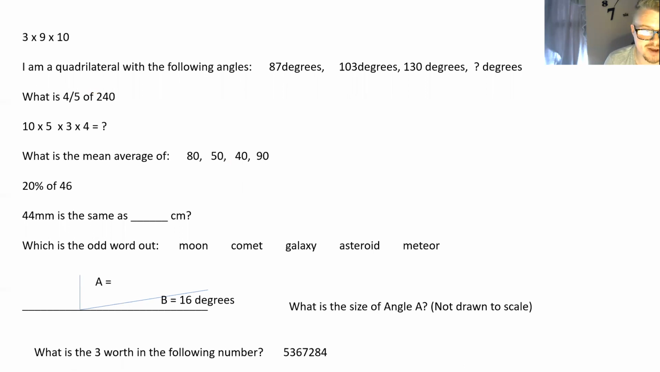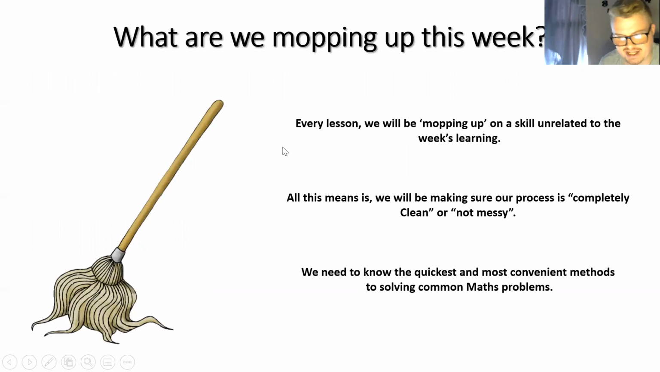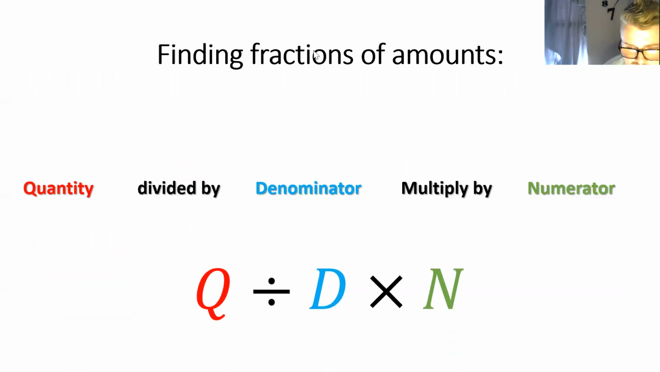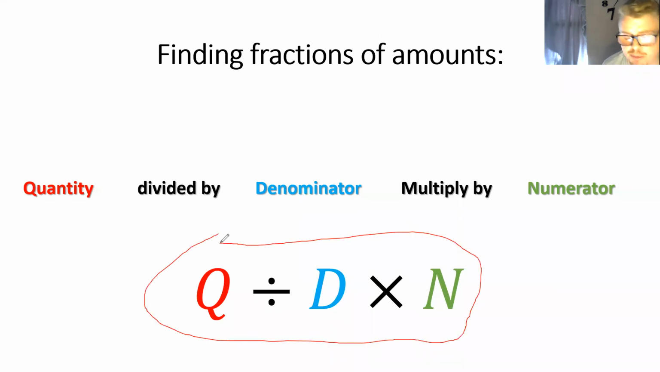Okay, right. So now that you've had the 2 minutes to do that, we're going to go through the rest of the lesson. So the first part of the lesson is this formula here, Q divided by D multiplied by N. It's such an important formula. It helps us find fractions of any amount, okay? So it stands for quantity divided by denominator multiplied by numerator.